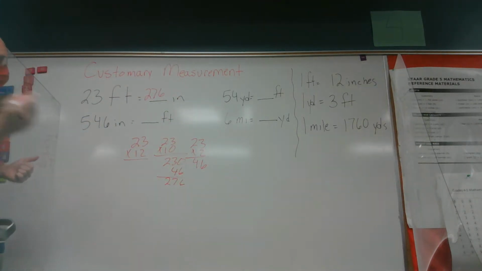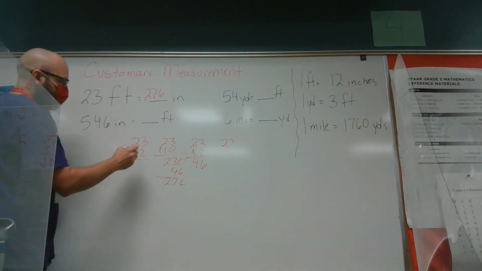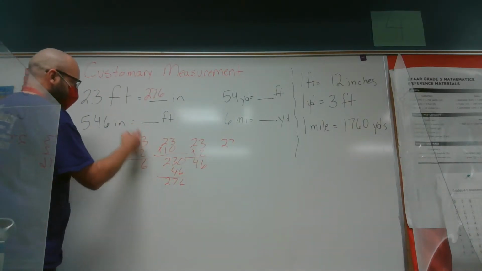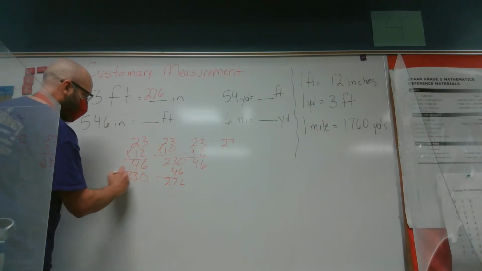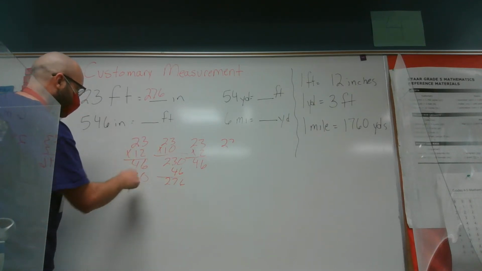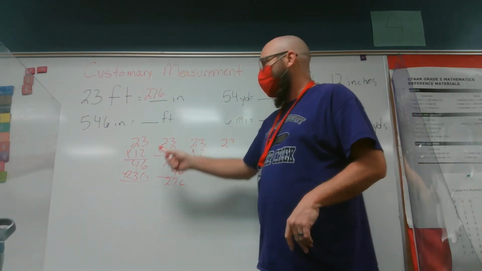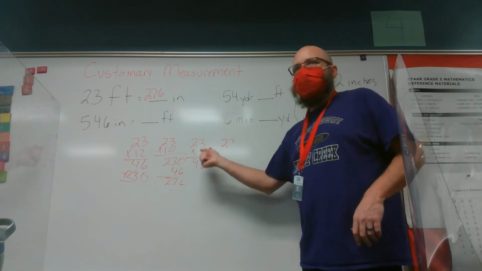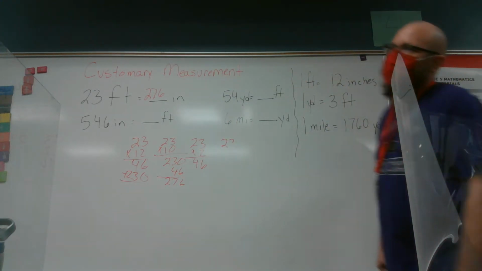If I want to check it, just doing the standard algorithm, instead of breaking it apart, 23 times 12: 2 times 3 is 6, 2 times 2 is 4, put a 0, 1 times 3 is 3, 1 times 2 is 2, and 46 plus 230 does equal 276. See, I broke this apart and made 12 into 10 and then 2, because I could do those in my head pretty easily.